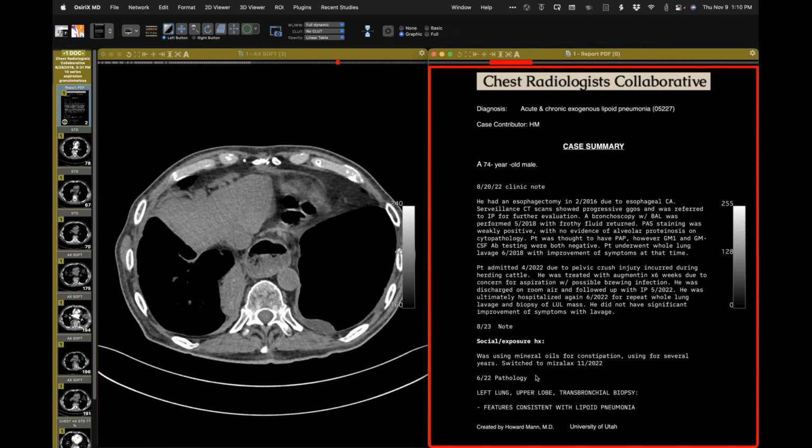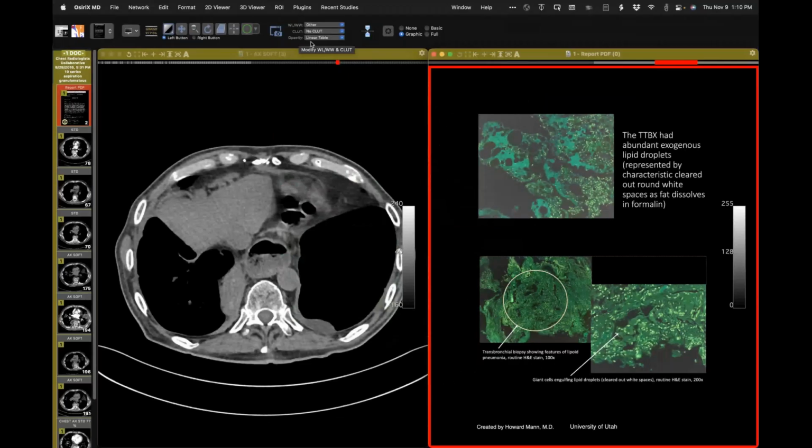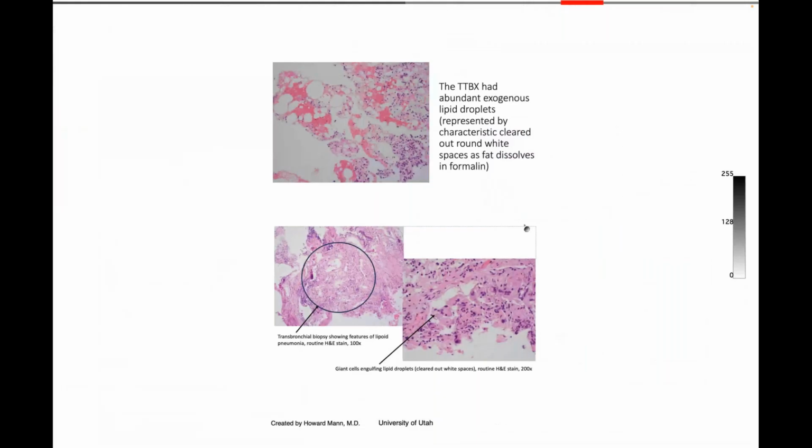And eventually in 2022, they did transbronchial biopsy. Here are some annotated images. And here you can see very typical findings of exogenous lipoid pneumonia. We see the spaces previously occupied by lipid. We see the tremendous granulomatous response, giant cells engulfing the lipid material. So a very nice case of exogenous lipoid pneumonia.